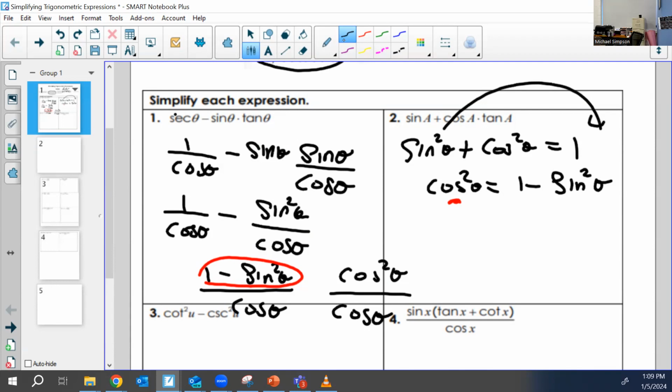Which one? Right here? Because that's tangent. That's tangent. Okay. And now I have cosine squared theta over cosine theta. What's my next step here? What can I do? I heard somebody say it. I can reduce this, right? I can cancel out the cosine theta, and that gives me cosine theta.